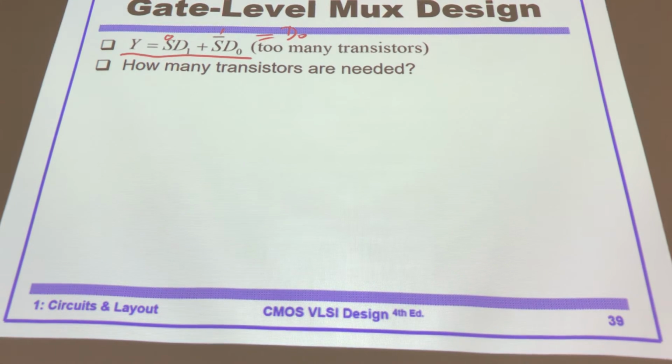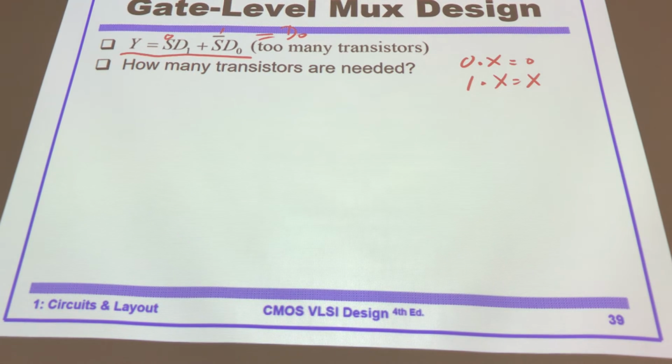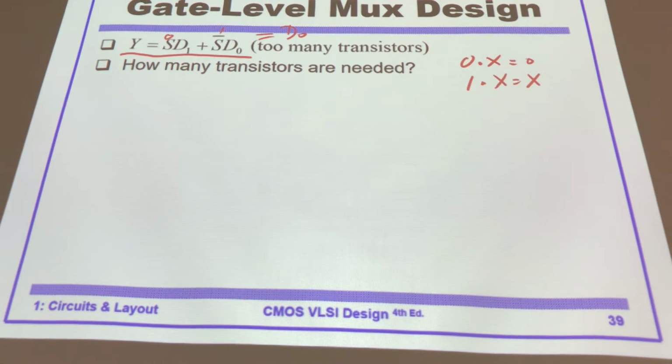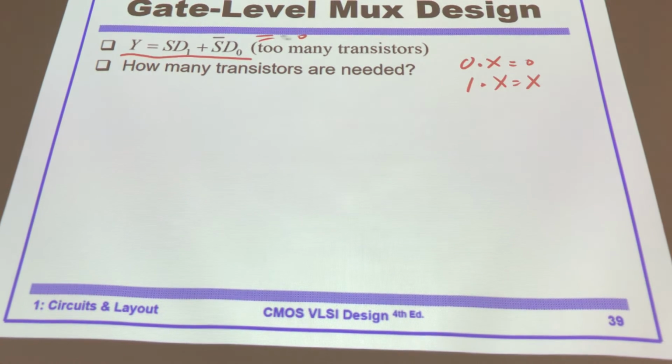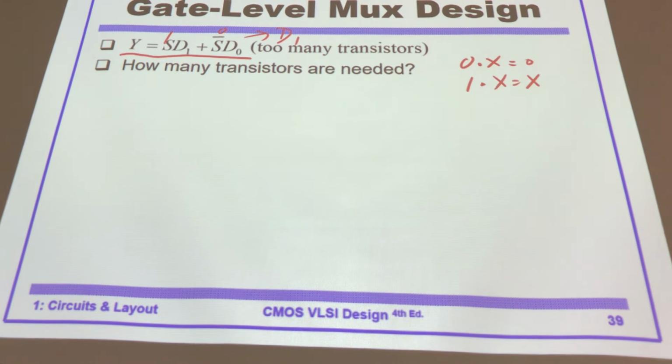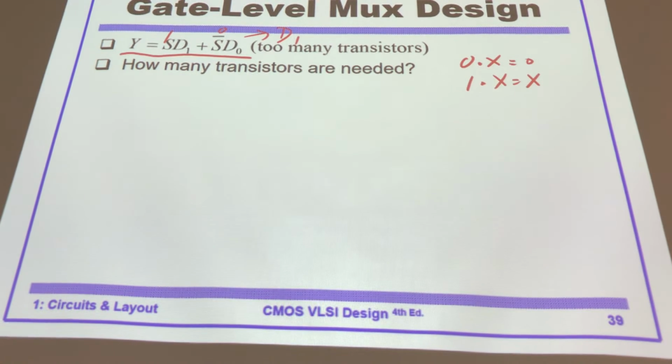This is a basic Boolean function. 0 and anything, you're getting 0. 1 and anything, you're getting this one, right? So Y is D0, the output. On the other hand, if S is 1, S bar is 0, and you're getting D1. That's exactly the function of a 2-to-1 multiplexer, right?